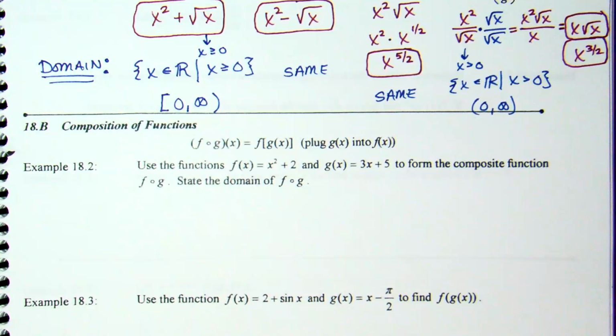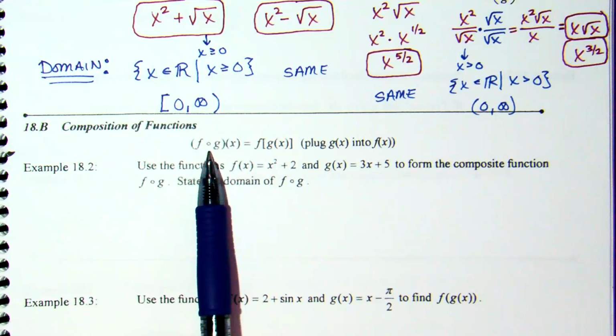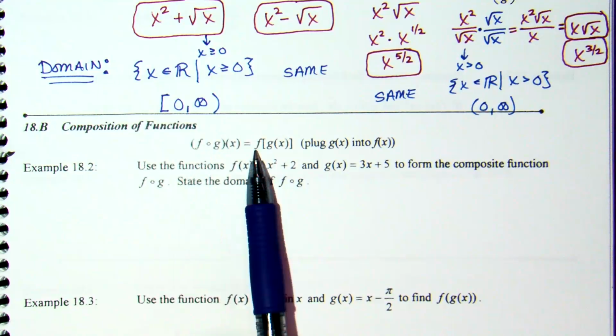So, okay. What is lovingly referred to as fog here? Composition of functions. So, f composed with g of x can be rewritten as f of g of x. And the idea here is when you're doing f of g of x, since g of x is the inside, you take whatever g of x is and plug it into f of x. So let's look at this first example. Using the functions f of x is x squared plus 2, g of x is 3x plus 5, form the composite function fog. And then we'll talk domain.